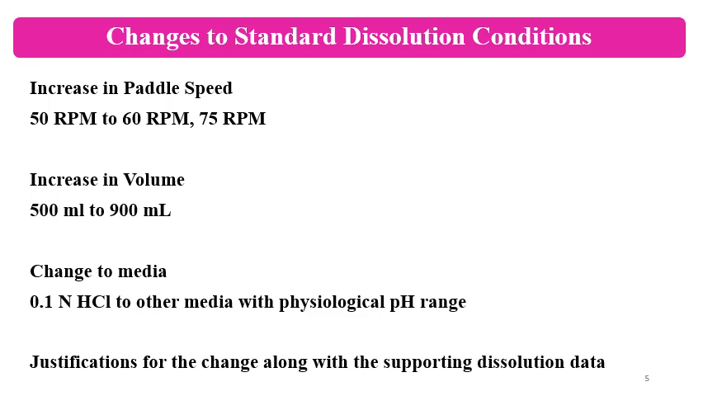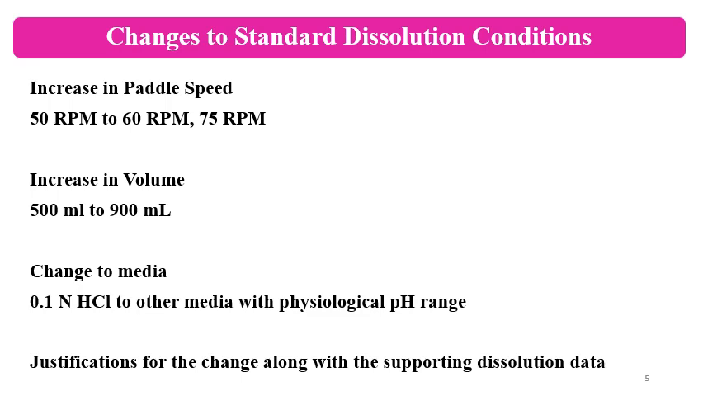Now, change to the media. So this is the third point. If you don't want to use 0.1 normal HCl as a media and want to select other media, then the other media should be in the physiological pH range. That is, you can go to media of pH 4.5 acetate buffer or media of pH 6.8 phosphate buffer. The media selected apart from 0.1 normal HCl should have a pH in the physiological pH range.